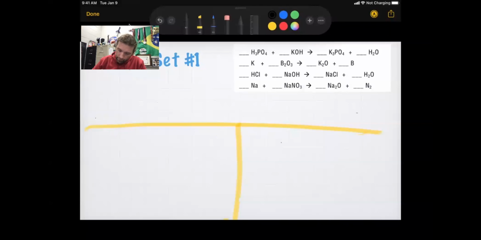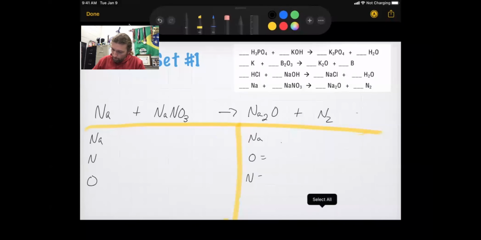All right, so last example. We'll go ahead and get started. Sodium plus sodium nitrate, and then N2 — nitrogen, N2 for nature. So nitrate, yeah, that's right.